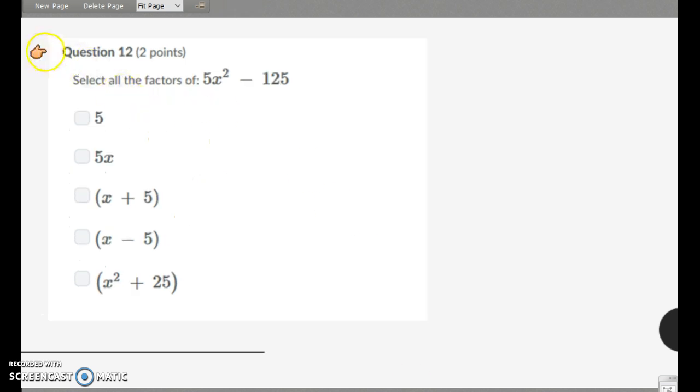Question number 12. Select all the factors of 5x squared minus 125. You can select more than one. Select all the factors. The choices are 5, 5x, x plus 5, x minus 5, x squared plus 25.